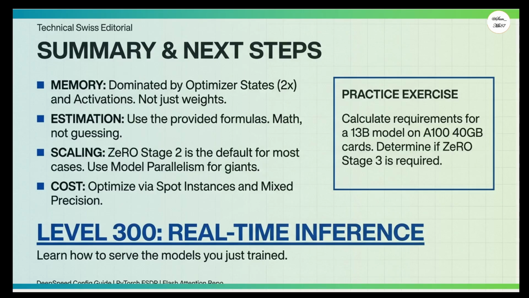I will give you some practice as well. I would suggest you try to calculate the requirement for a 15 billion parameter model on 40 GB A100s to determine if you'll need stage 3 to optimize your footprint. Now that you know how to build and train these models, the next level will be AI inferencing, and we're going to talk about real-time inference.